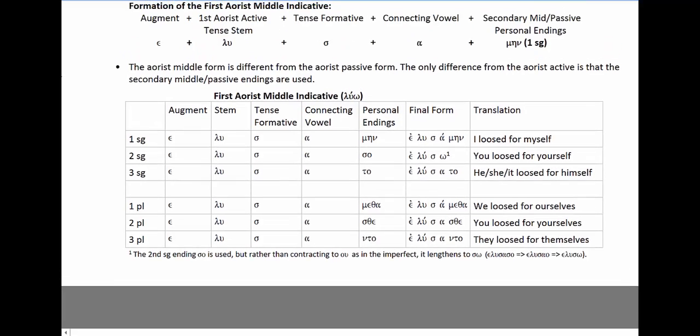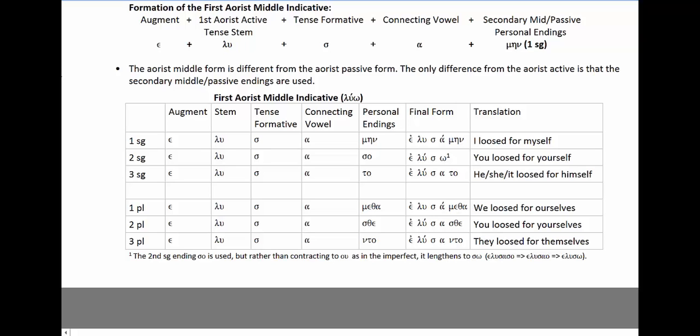The middle voice is not always something like self-interest or generated by one's own power. Sometimes the middle can just be a simple active meaning that's different from the active form of the verb. So in this case, I've translated it as I loosed for myself, but that's not always necessarily the case. You need to check a lexicon, something like BDAG or Danker's Shorter Lexicon, to see what the meaning of a middle verb is. So in this case, this is I loosed for myself, you loosed for yourself, he loosed for himself, etc. That's a rough translation of the first aorist middle indicative.